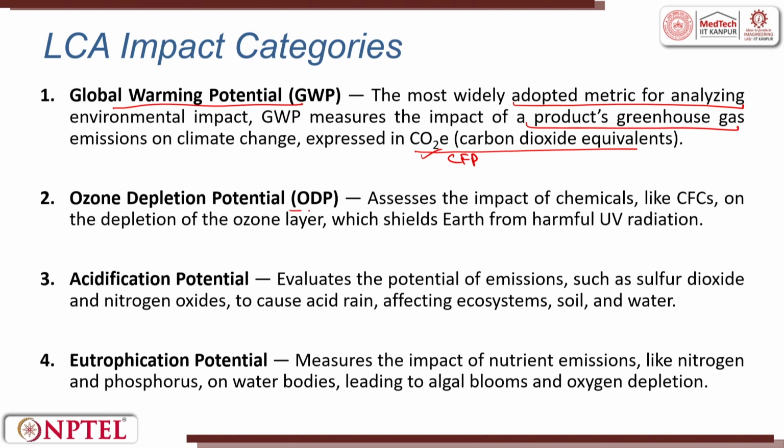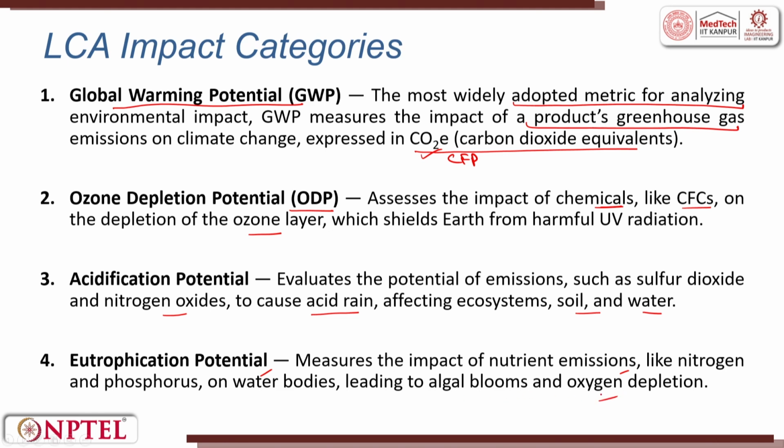Ozone depletion potential, ODP, assesses the impact of chemicals like chlorofluorocarbons on the depletion of the ozone layer, which shields Earth from harmful UV radiation. Acidification potential evaluates the potential of emissions such as sulfur dioxide and nitrogen oxides to cause acid rain, affecting ecosystems, soil and water. Eutrophication potential measures the impact of nutrient emissions like nitrogen and phosphorus on water bodies, leading to algal blooms and oxygen depletion.